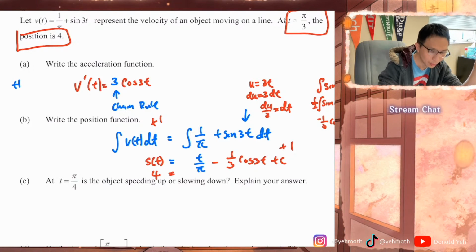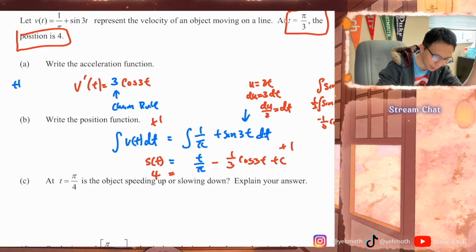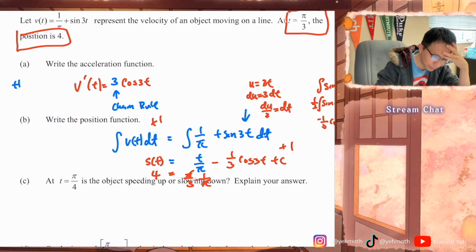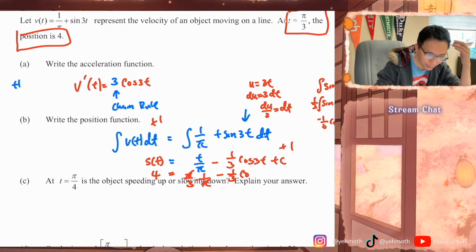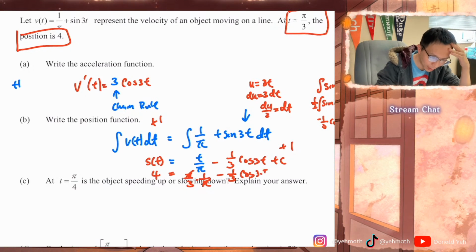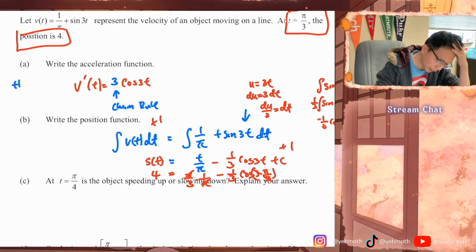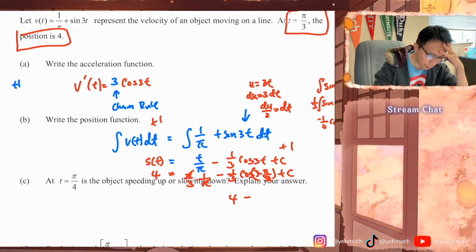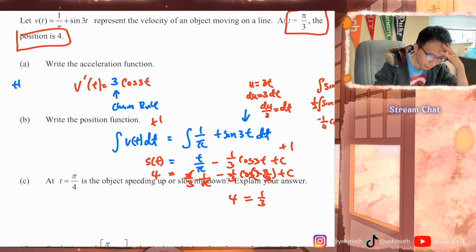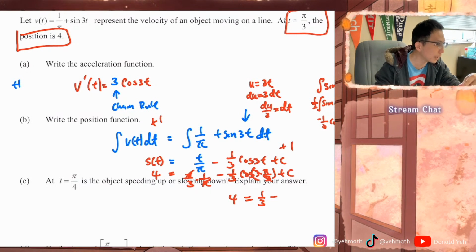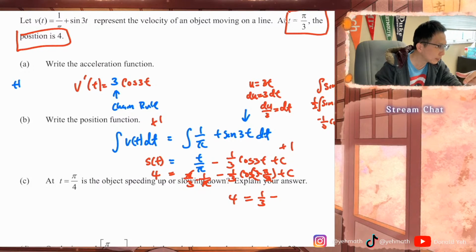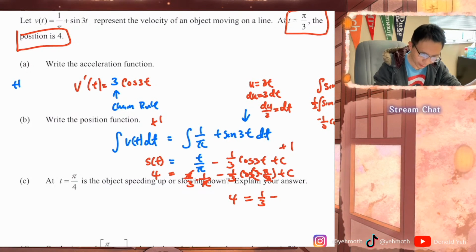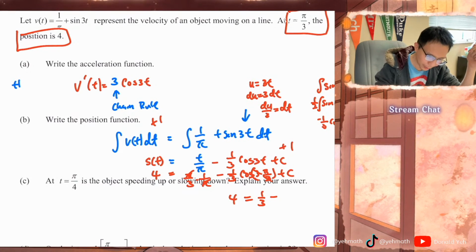That is equal to, well, this is t, so t is pi over 3 times 1 over pi. So the pi cancels out, becomes 1 over 3, minus 1/3 cosine of 3 times pi over 3. This is the argument, so the 3 cancels out, plus c. Am I going too fast? So 4 equals 1/3 minus, well, cosine of pi is what? Negative 1 or positive 1? Negative 1. Okay, so I think I did screw up earlier.